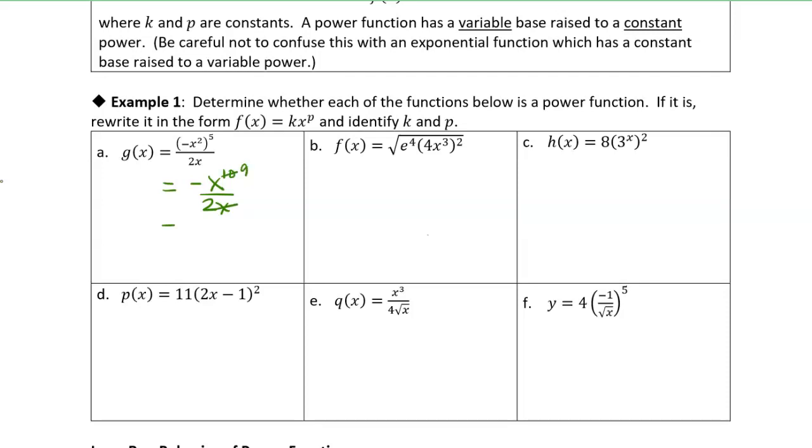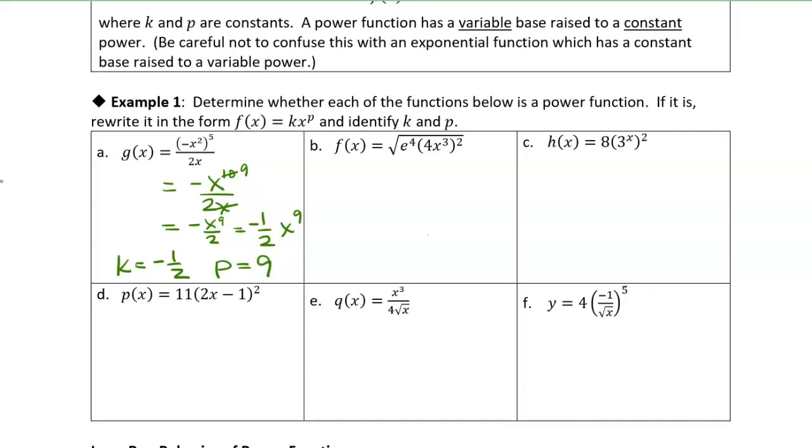And so what I have left is minus x to the 9th over 2. But that's the same as minus 1/2 times x to the 9th. I want to write it that way because I want to be able to identify my constant multiple, right? In this case, k is equal to minus 1/2, and the power is 9. Okay? So that's what we're going to do on all of these.